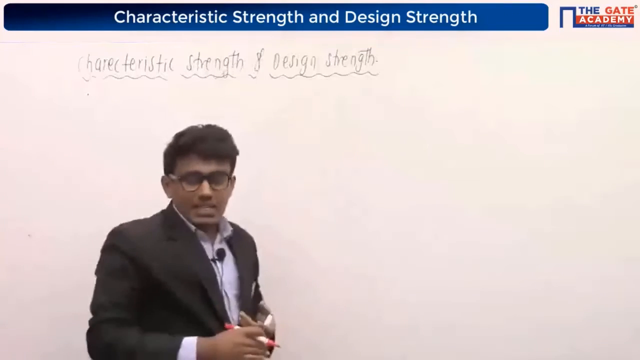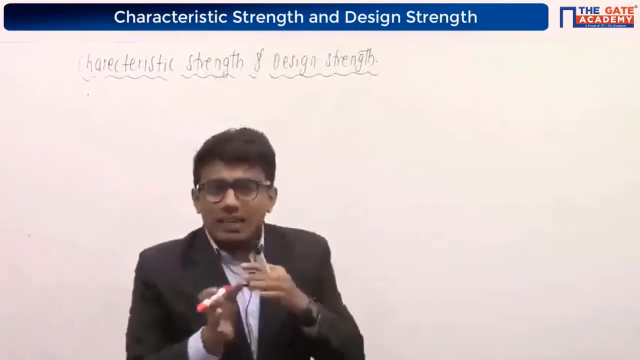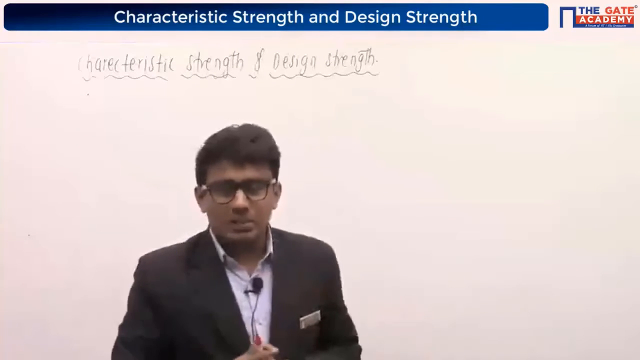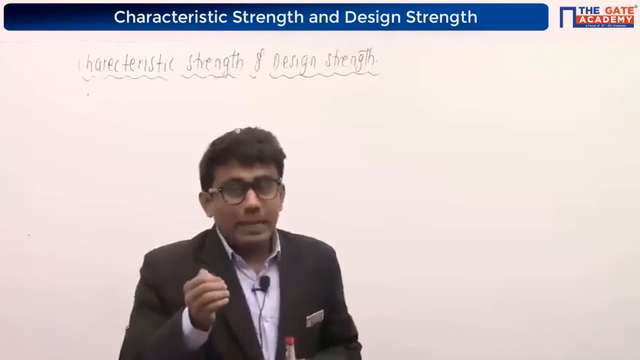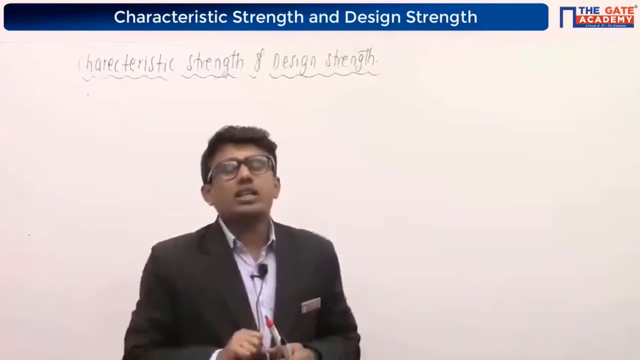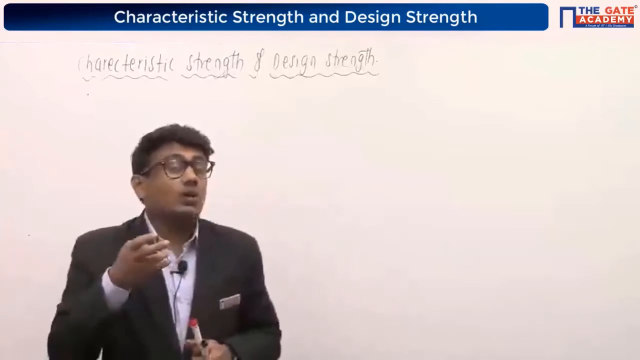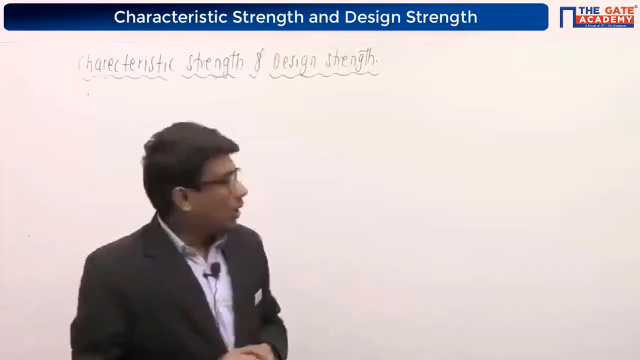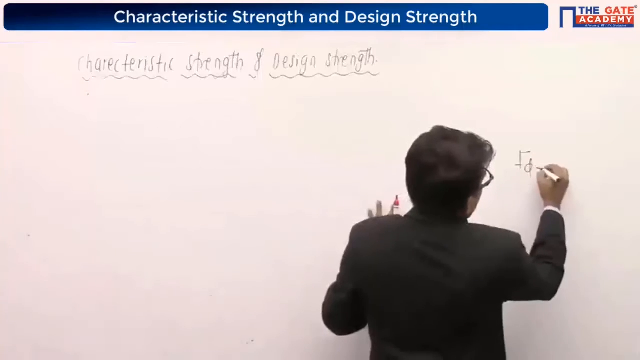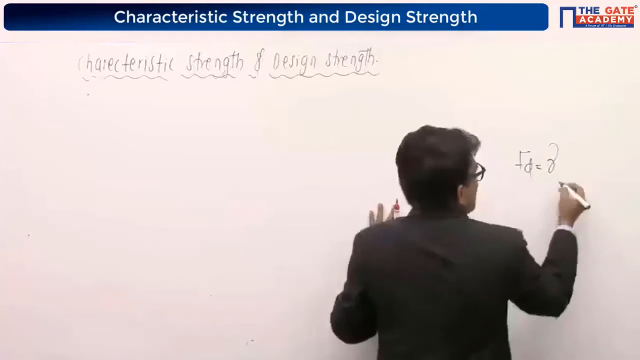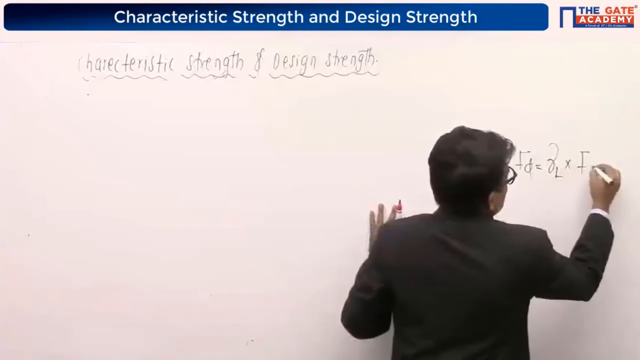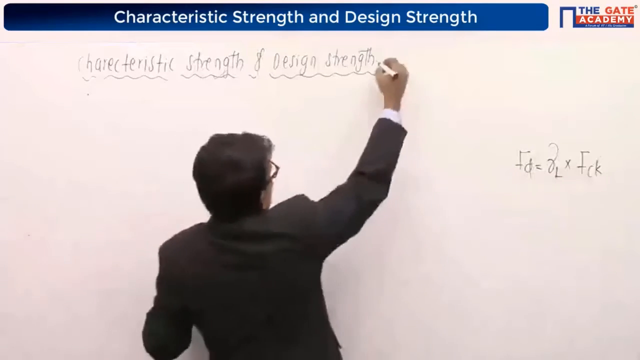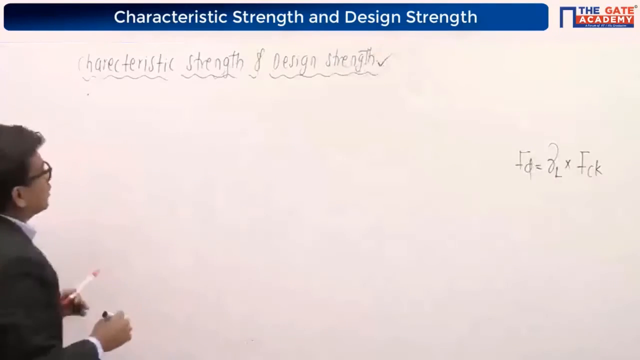In the previous lecture we discussed that after calculating the characteristic load, that is FCK equal to Fm plus 1.65 sigma, where Fm is the mean load and sigma is the standard deviation, we calculated the design load for safety. Design load FD is equal to a partial safety factor for loads times FCK, where FCK is the characteristic load. Similarly, we have to find the design strength also.